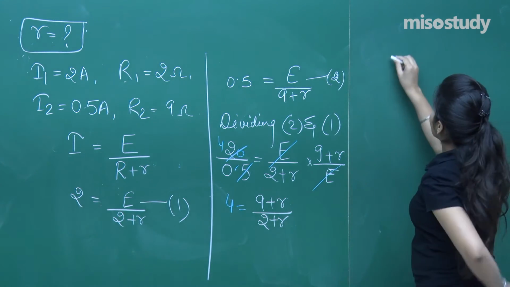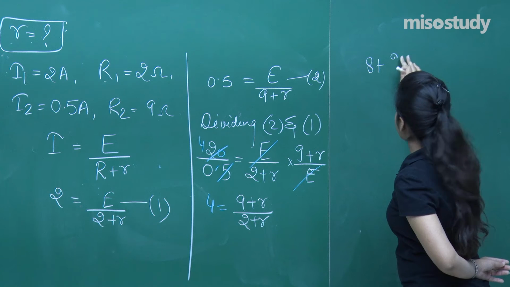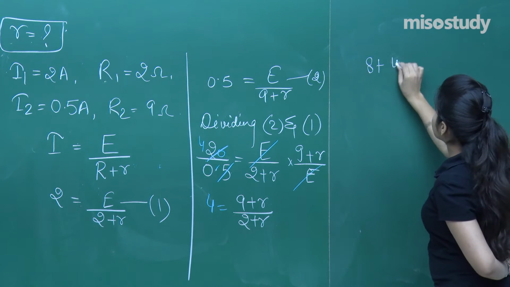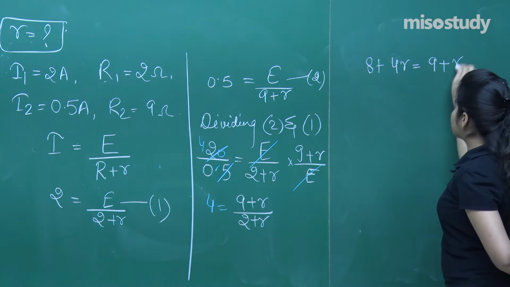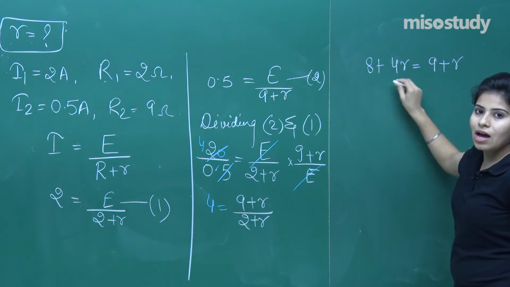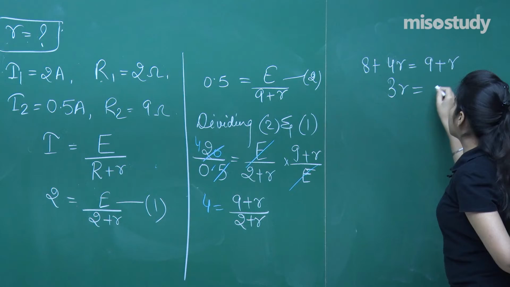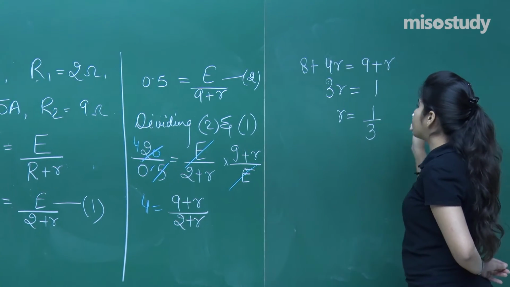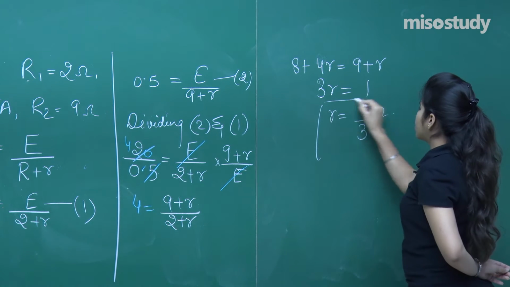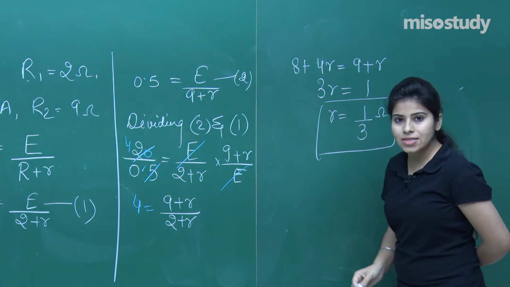So basically that will be 8 plus 4r equals 9 plus r. So 4r minus r, that means 3r, will be equal to 1. Or you can say your r has come out to be 1 by 3 ohm. This is the value of the small resistance.